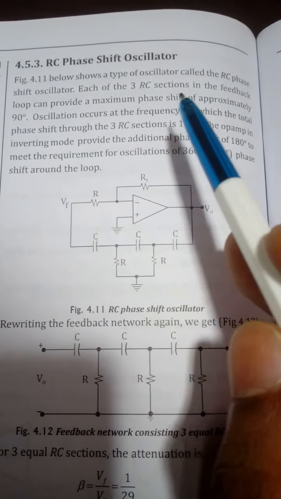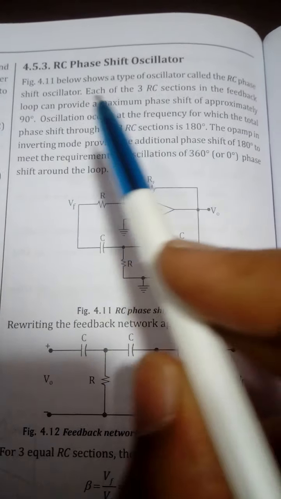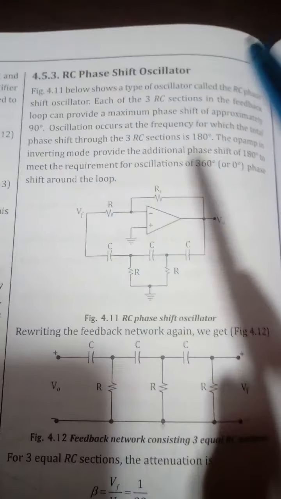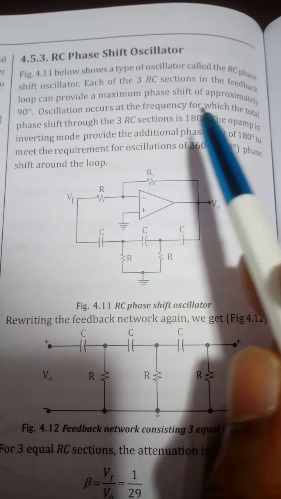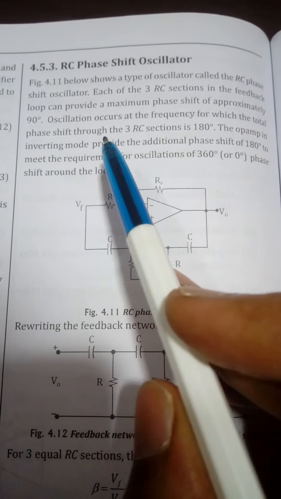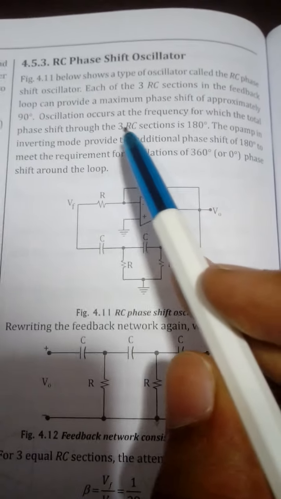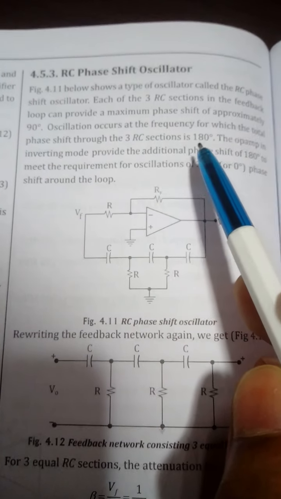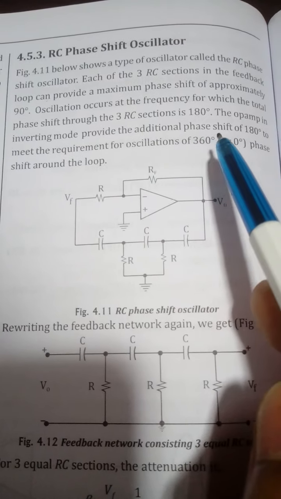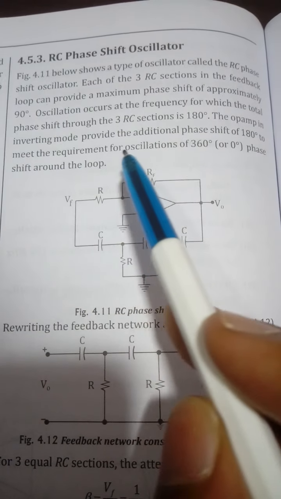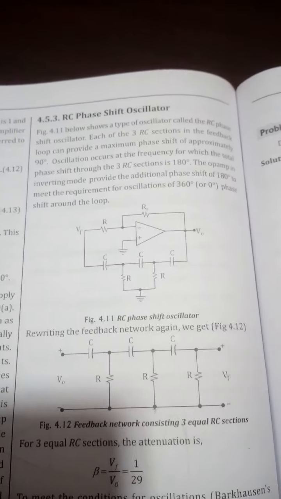It is given that each of the three RC sections in the feedback loop can provide a maximum phase shift of approximately 90 degree. Maximum is 90, but 60, 60, 60 is 180. So oscillations occur at the frequency for which the total phase shift through three RC sections is 180 degree. The op amp in the inverting mode provides an additional phase shift of 180 degree to meet the requirement of oscillations, 360 degree phase shift around the loop.